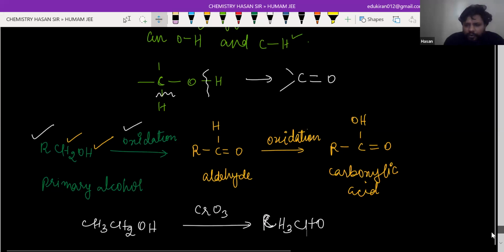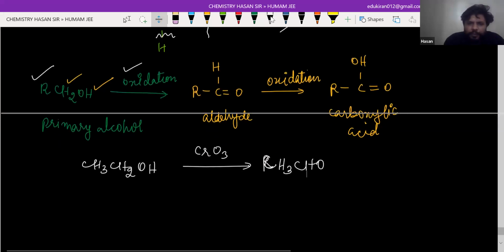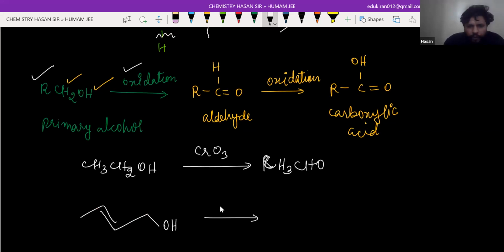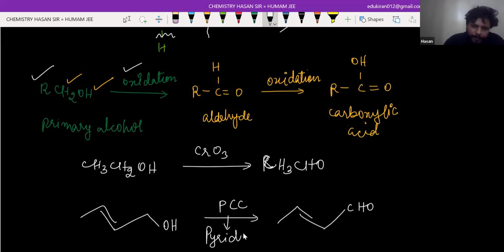Or you can use PCC as well. PCC is basically pyridinium chlorochromate. If you have something like this and you are going to use PCC, the double bond will remain as it is, and this will be converted into aldehyde. So PCC has a full form, pyridinium chlorochromate.